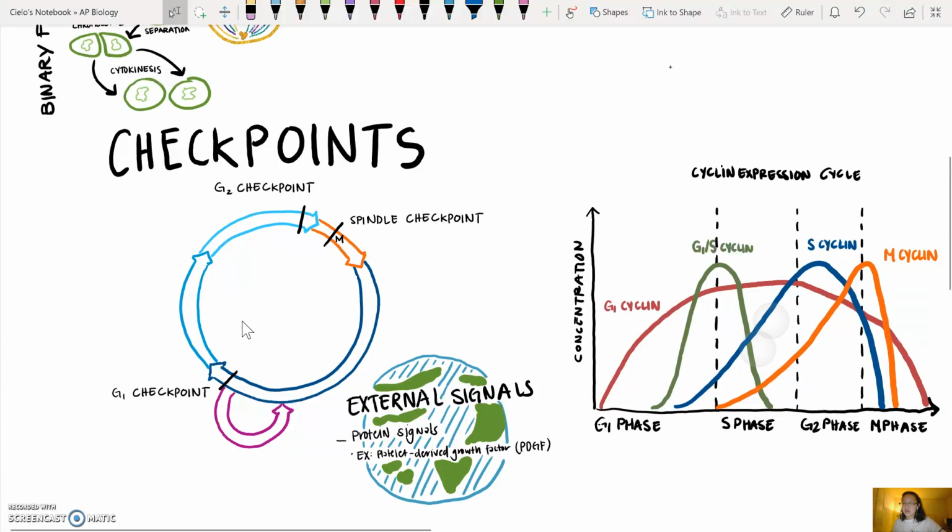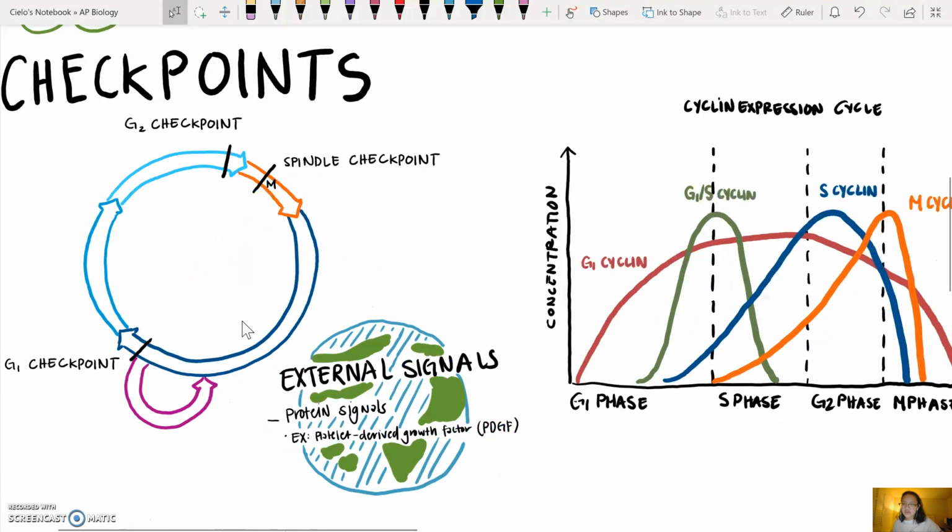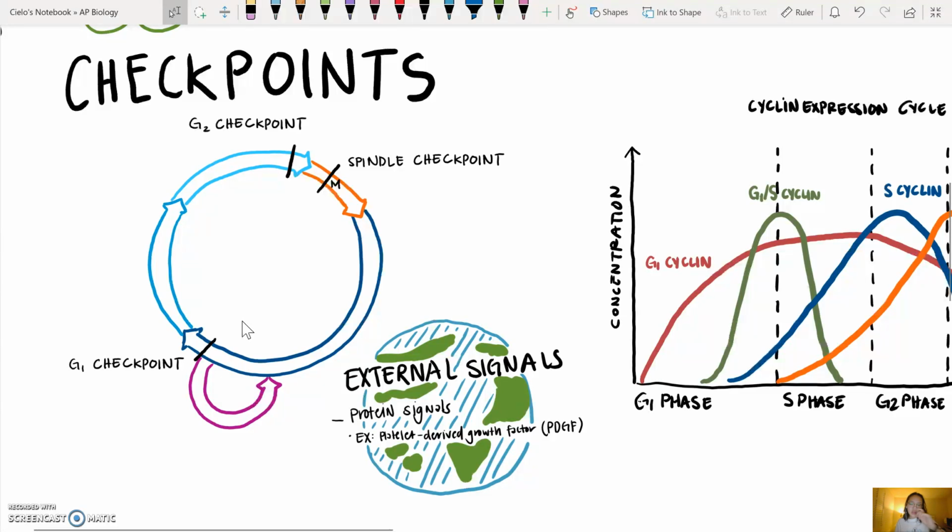And then we get to see later right here the checkpoints, which are the regulators of the cell cycle. So, just looking at this circle right here, we see the G1, the G2, and the spindle checkpoints. The G1 checkpoint is also known as the cell growth checkpoint.